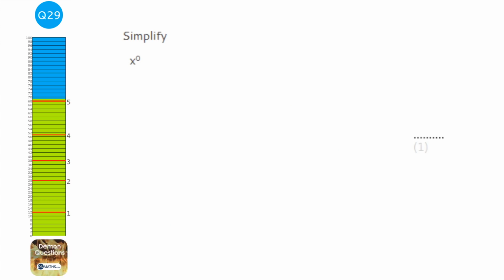Okay, I understand the temptation in this question to say that the answer is 0. Please do not write that. Anything to the power of 0 is not 0. Anything to the power of 0 is 1.